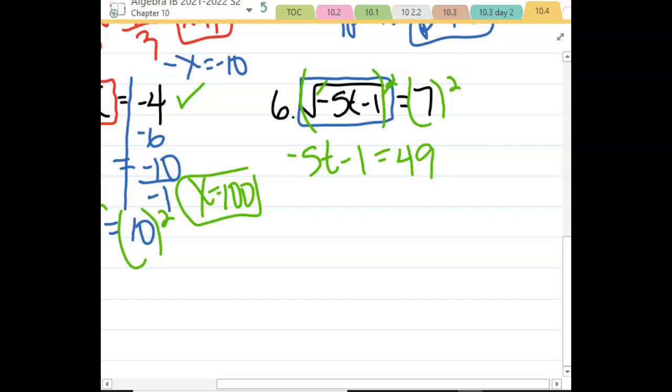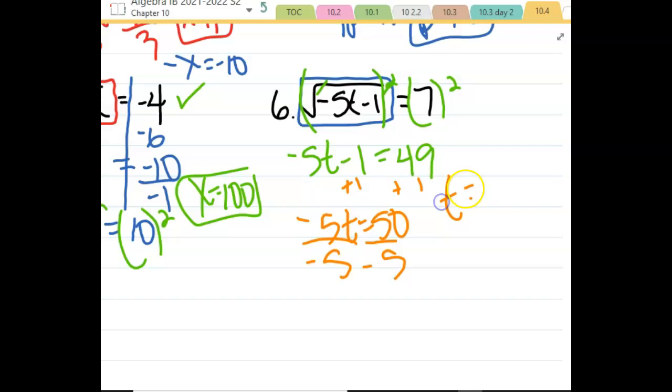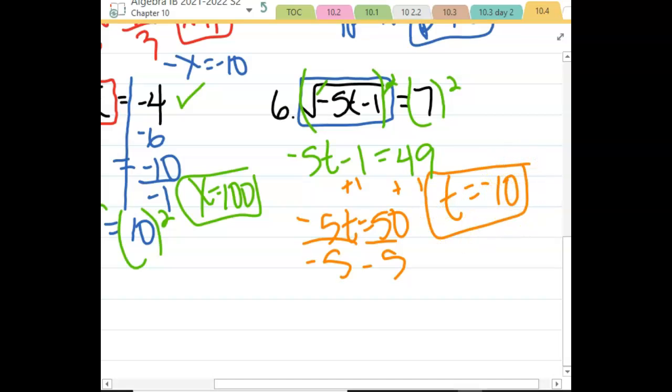And then our two-step equation here, add 1, negative 5t equals 50. Divide by negative 5. We should get t equals negative 10. Double check your answer. Negative 5 times negative 10 is a positive 50. 50 minus 1 is 49. Square root of 49 gives me 7.